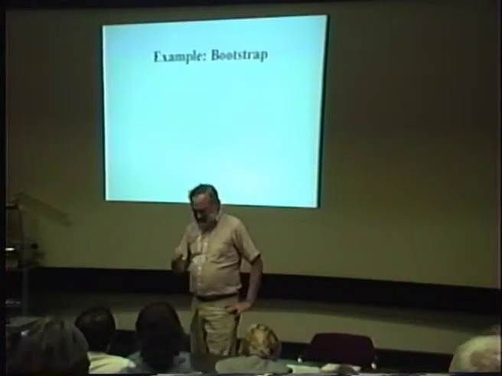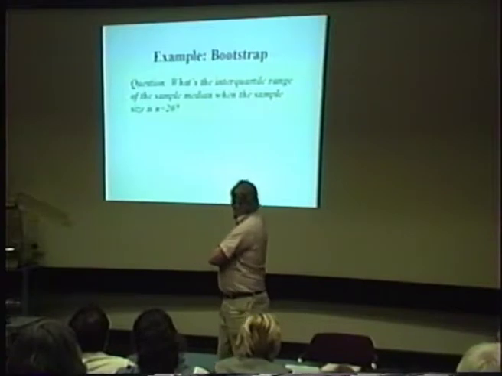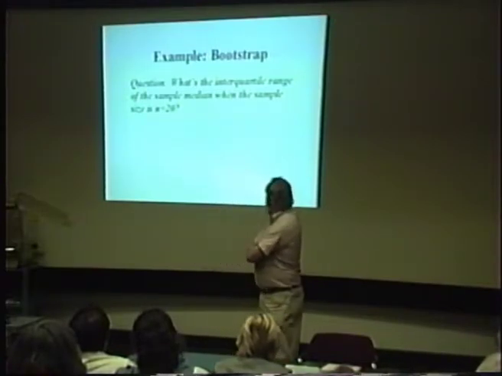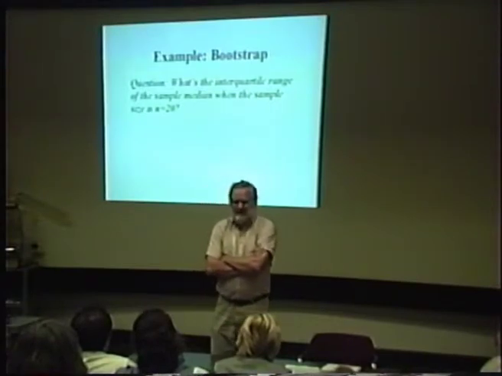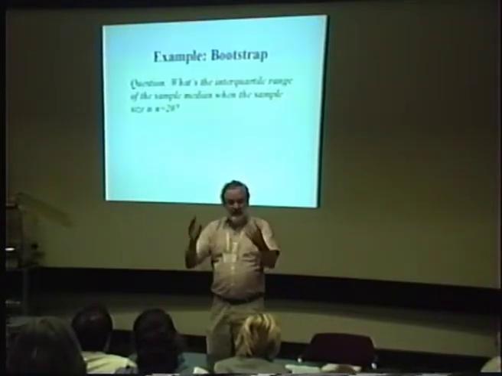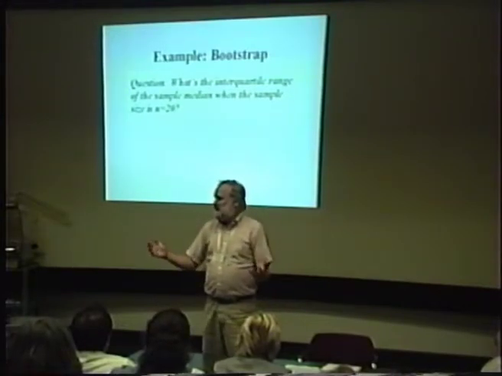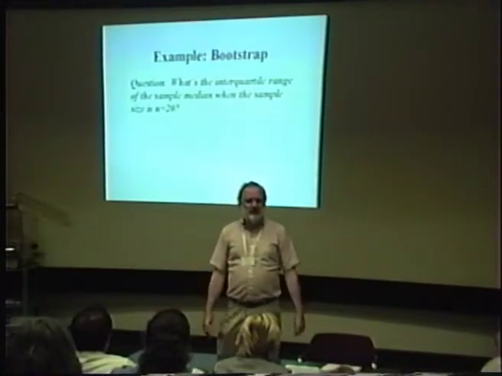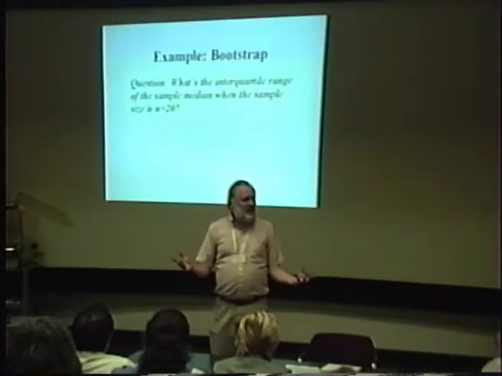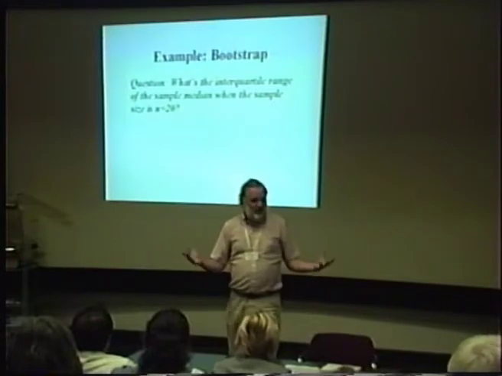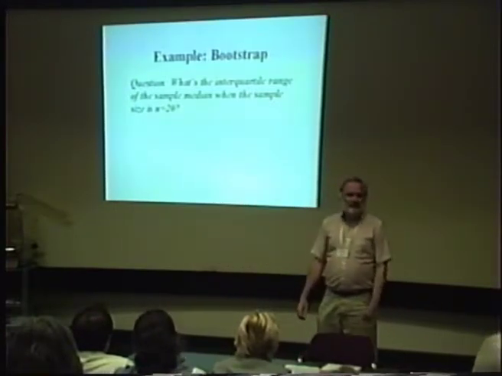Bootstrap. Here's a quick example of a bootstrap. Suppose we had a problem and asked, what's the interquartile range of the sample median when the sample size is n equals 20? I thought about this. We all know what the standard deviation of the sample mean is, right? And if the sample size is 20, there's a nice formula for that. Anyone happen to know a formula for the interquartile range of the sample median? It's exactly a parallel problem. It should be just as obvious as s over square root of n, right? Anyone happen to know a formula for that?